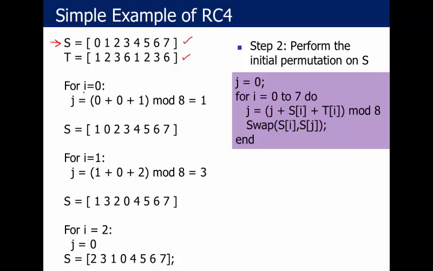So for I equals 0, which is the first step here, J will be modified. J will be J plus S of I, because we have I here. So initially that is S of 0. So this will be S of 0 plus here T of I, which means T of 0. S of 0 means 0. T of 0 means 1 here, right?